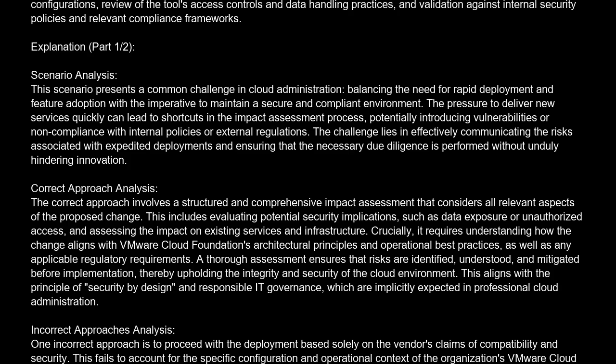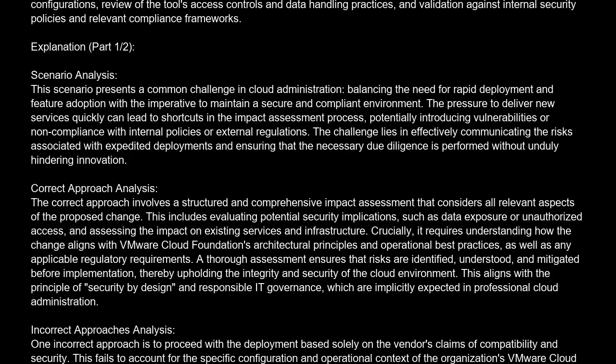Explanation. Scenario analysis. This scenario presents a common challenge in cloud administration, balancing the need for rapid deployment and feature adoption with the imperative to maintain a secure and compliant environment. The pressure to deliver new services quickly can lead to shortcuts in the impact assessment process, potentially introducing vulnerabilities or non-compliance with internal policies or external regulations. The challenge lies in effectively communicating the risks associated with expedited deployments and ensuring that the necessary due diligence is performed without unduly hindering innovation.